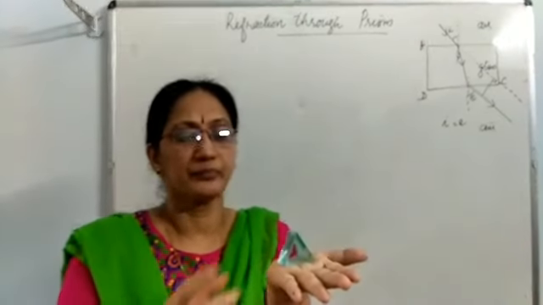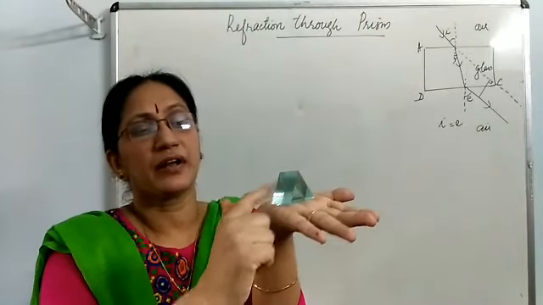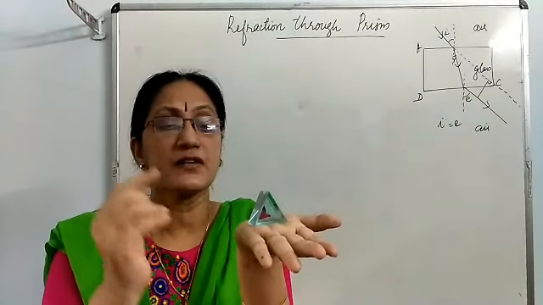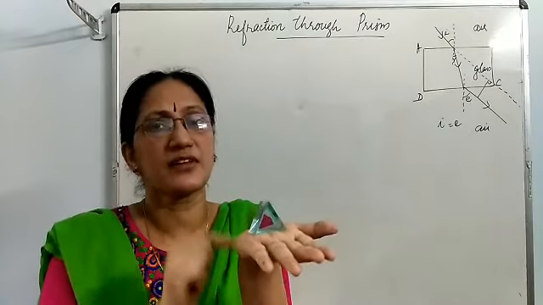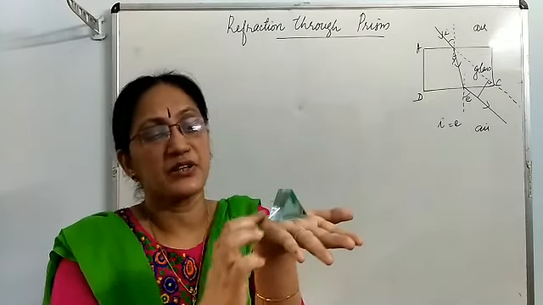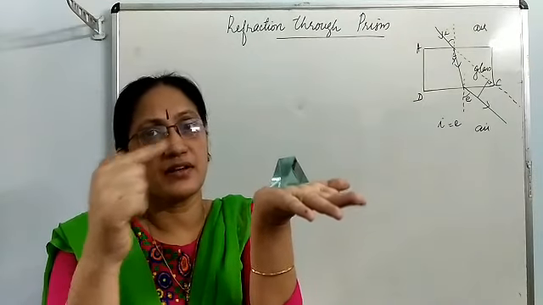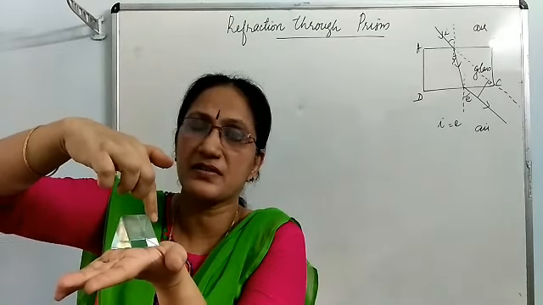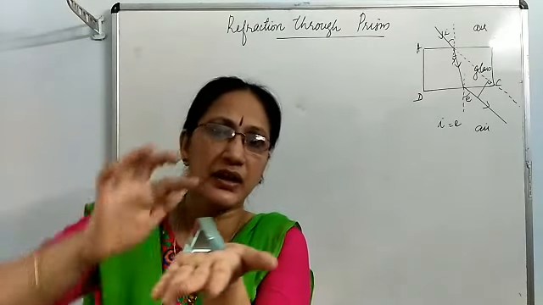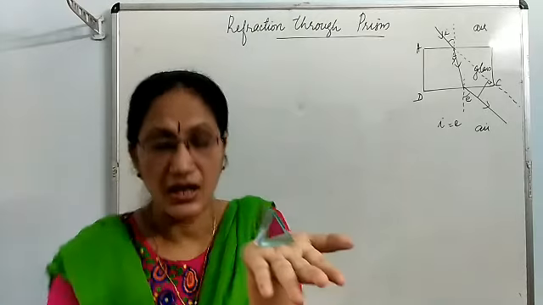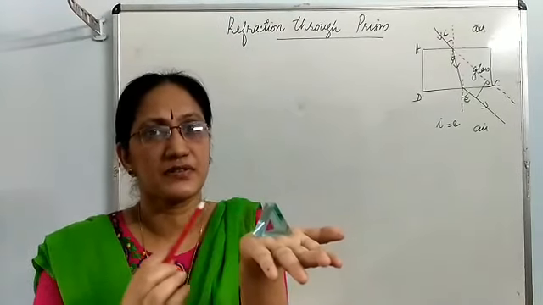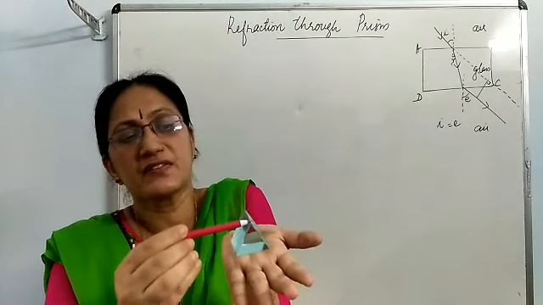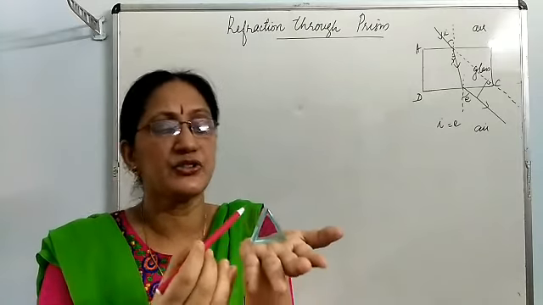Here these 2 rectangular surfaces we call refracting surfaces, because light will refract twice in this case also. First refraction happens on this face while light enters from air to glass. Second refraction will happen on this rectangular face while light enters from glass to air. So these 2 rectangular surfaces we call refracting surfaces. And these refracting surfaces meet at an edge here. This edge we call the refracting edge of the prism.